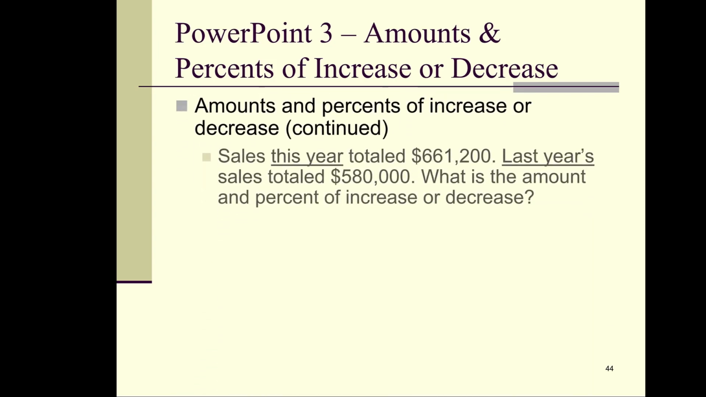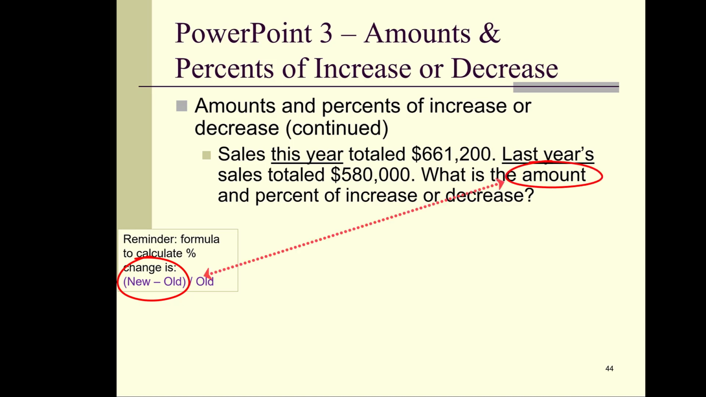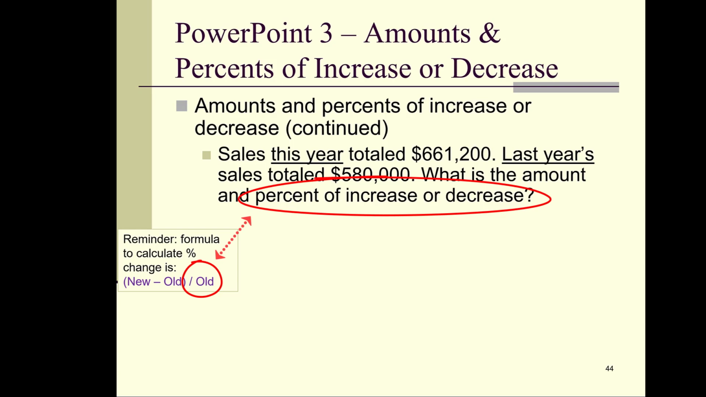So let's do an example. Let's say sales this year of a company were $661,200. Last year's sales totaled $580,000. What is the amount and percent of increase or decrease? So remember, here is the formula. The new minus old part is actually just calculating the amount of change, or the amount of increase or decrease. And then when you divide by the old number, that's when you're calculating the percentage change.